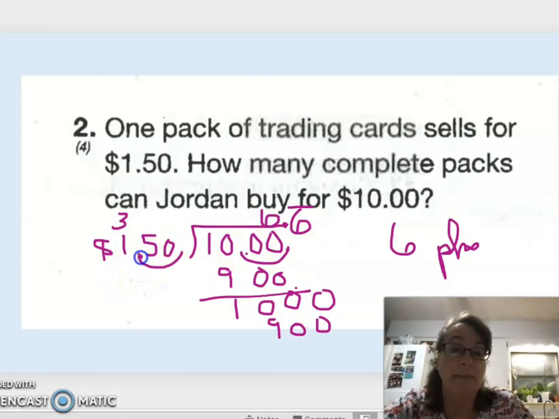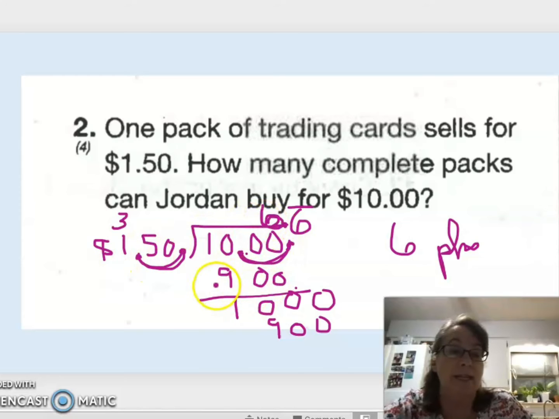Okay, we're going to have $1.50 here and $10 here. But this decimal that was in $1.50 must be cleared. So we're going to multiply that by 100. At the same time, we multiply the $10 by 100. Okay, so now we've got $1.50 into 1,000. And $1.50 won't go into 100, but $1.50 will go into 1,000. So our first digit is going to be up here above the ones place in the 1,000.